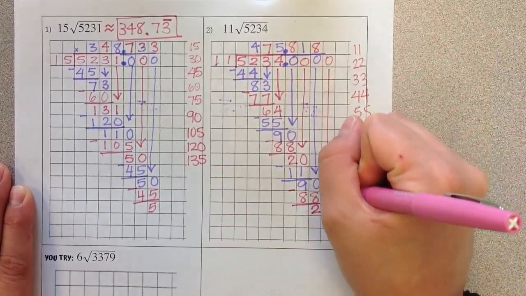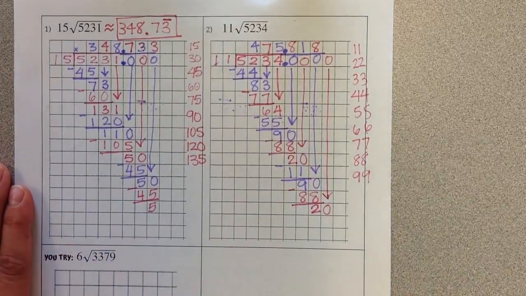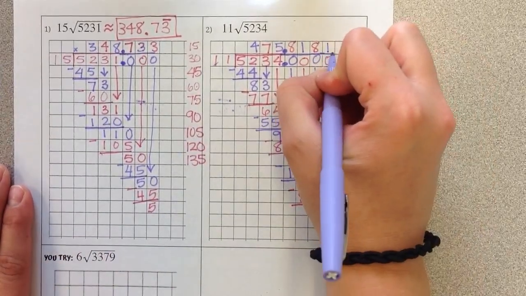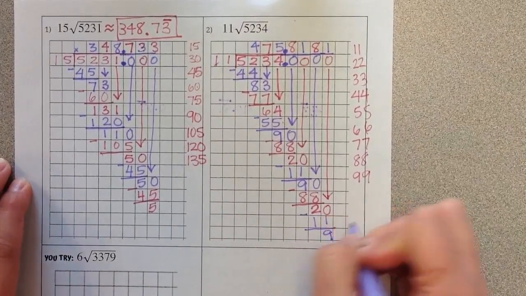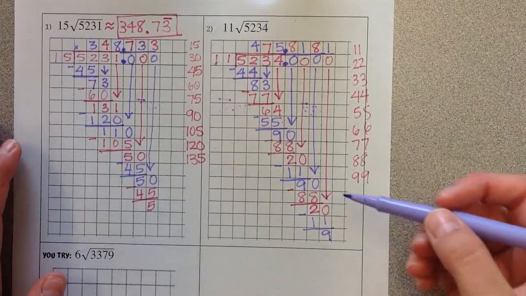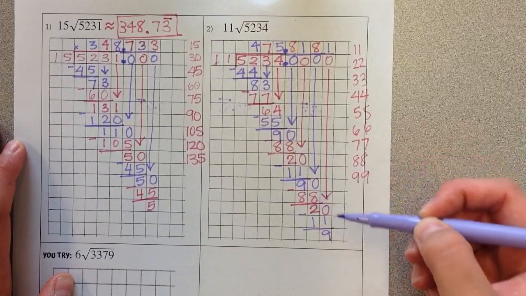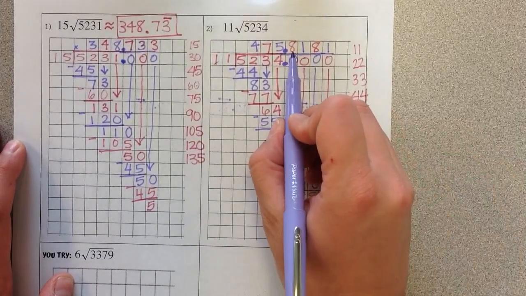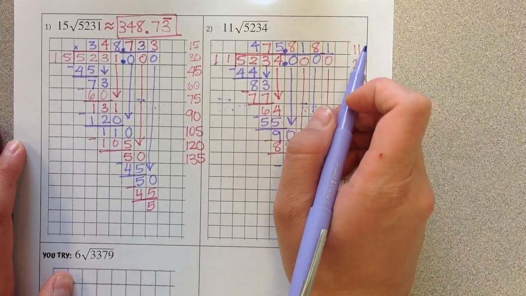I'm going to bring down a 0. 11 goes into 20 1 time. 1 times 11 is 11. When I subtract, I'm left with 9. Okay, so I can see this pattern developing. I have 2 left over, then 9 left over, then 2 left over, then 9 left over. So I'm going to continue to see this pattern of 8, 1, 8, 1. This is going to go on forever.